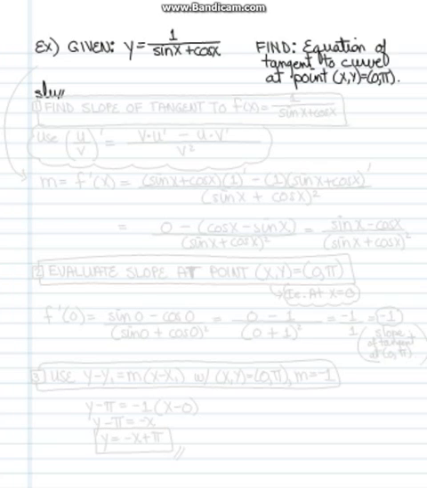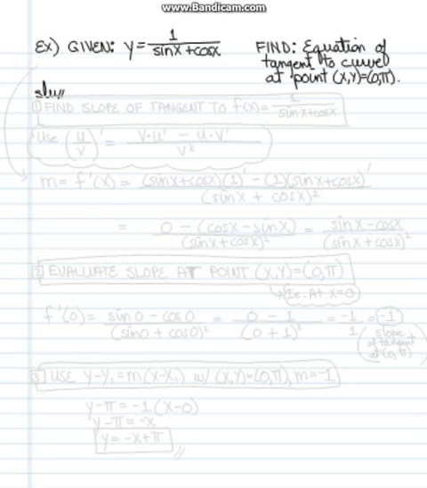Okay, here comes a problem where we're going to be able to use the quotient rule again. We're given a function, y equals 1 over sine x plus cosine x, and we're asked to find the equation of the tangent to the curve at the point (x, y) equals (0, pi). Now, pi here would be considered the real number, which is approximately 3.14 if we wanted to graph that.